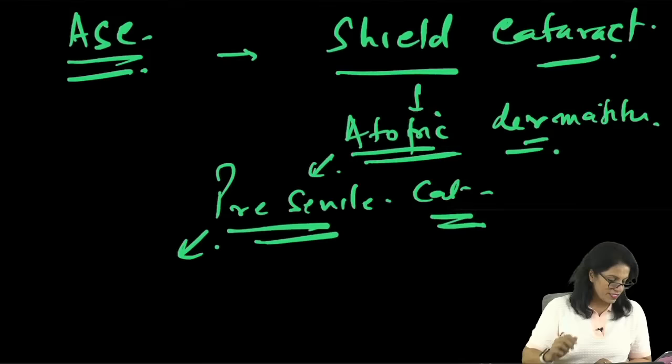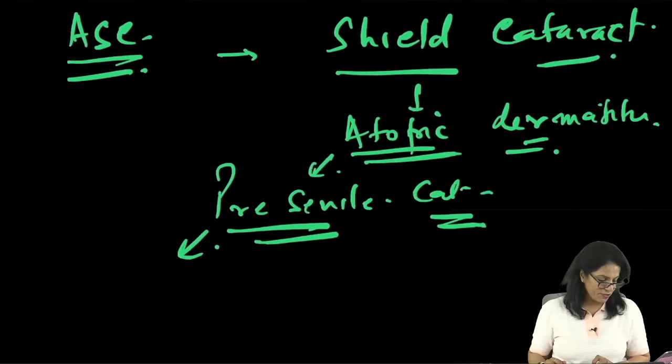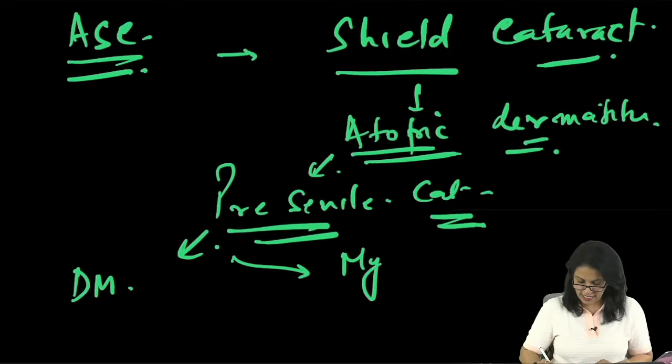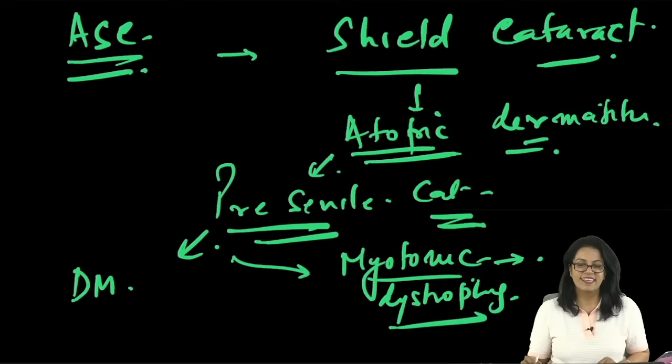No, Prashant, this is INI-CET revision, for INI-CET. Yes, yes, diabetic I've said. Anything else? Okay, diabetes mellitus is done. Atopic dermatitis. The next which you should learn is myotonic dystrophy. Okay, myotonic dystrophy. So myotonic dystrophy, what type of cataract? I think everybody can answer this. Myotonic dystrophy, what type of cataract?